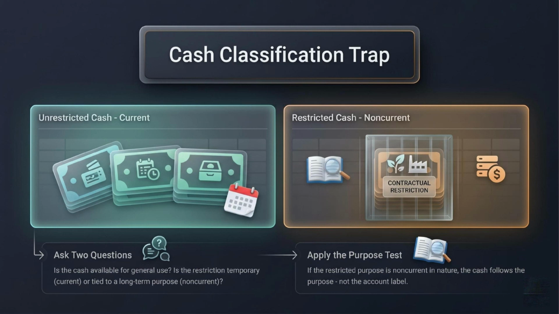Take the example on this slide. Regiment Tool Sink has cash in an escrow account restricted for factory expansion in 18 months. Even though the account contains cash, it is not available for current obligations. Therefore, current classification would overstate liquidity.